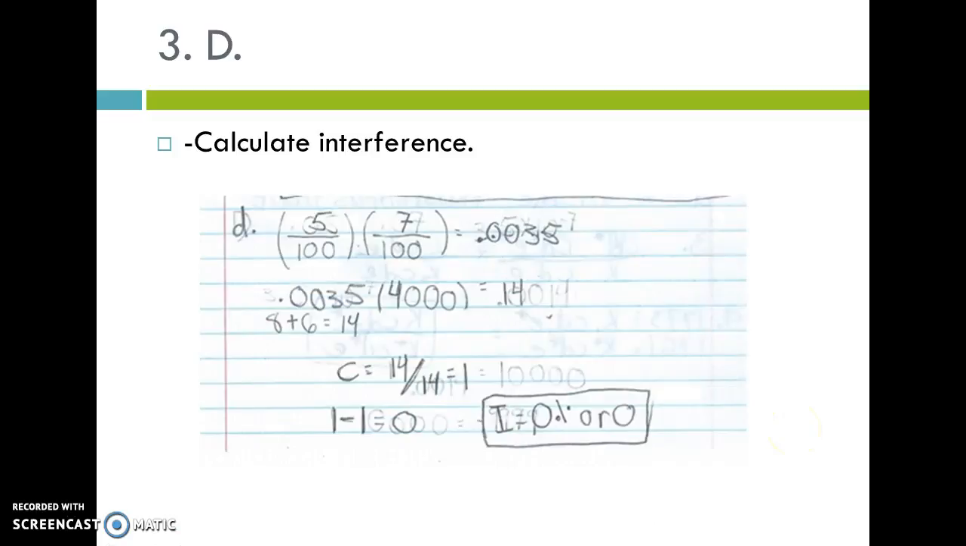And then 3D is going to calculate interference. So we're going to take the map units, divide them by 100, multiply them together. And then we're going to multiply that number by the number of individuals, and we're going to add the recombinant DNA. And then C is going to be taking that recombinant DNA and dividing it by our number from 0.0035 multiplied by the number of all the individuals. And then 1 minus C equals 0. And so the interference is 0% or 0.